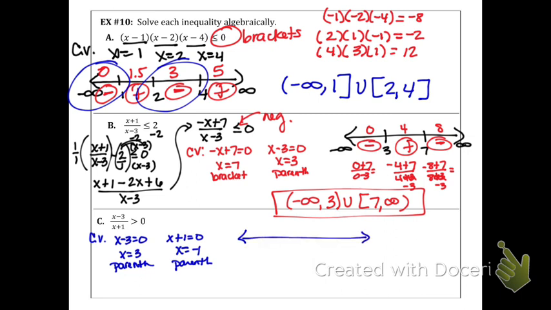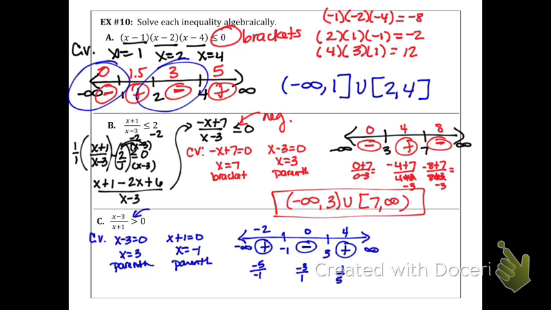Set up my number line. Pick some x values and plug them in. So when I plug in -2, -2 minus 3 is -5 over -2 plus 1 is -1, which is positive. Plug in 0, 0 minus 3 over 0 plus 1, it's going to give me a negative. And plug in 4, 4 minus 3 over 4 plus 1 gives me a positive.